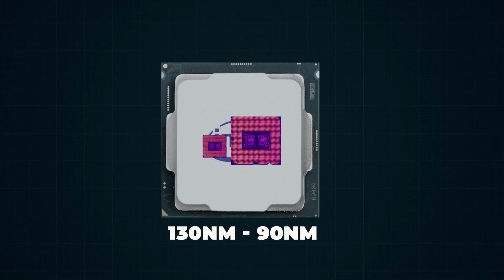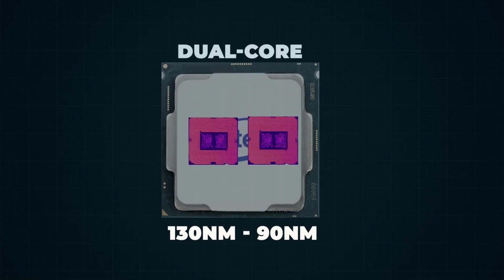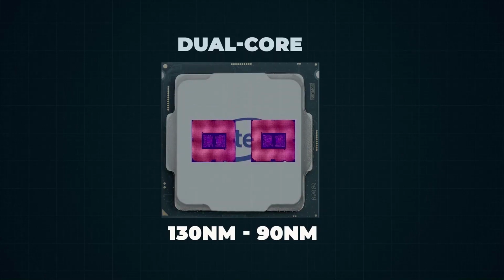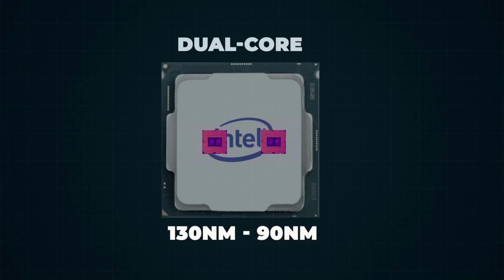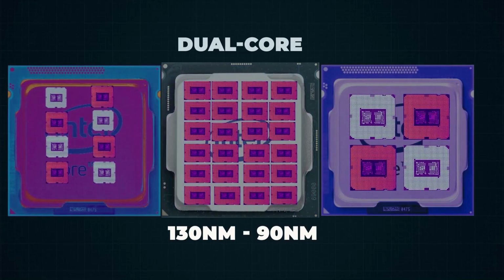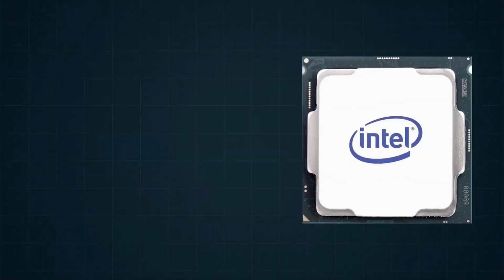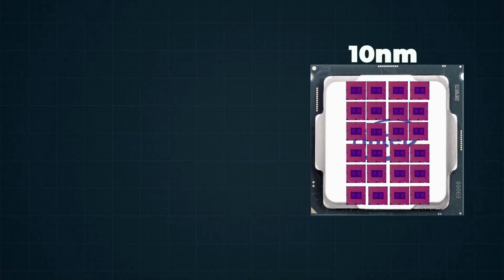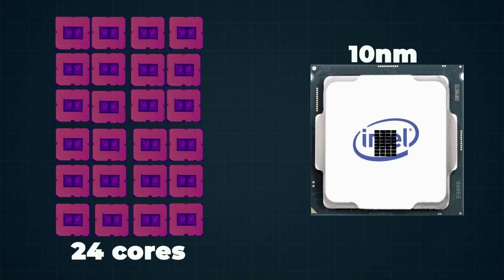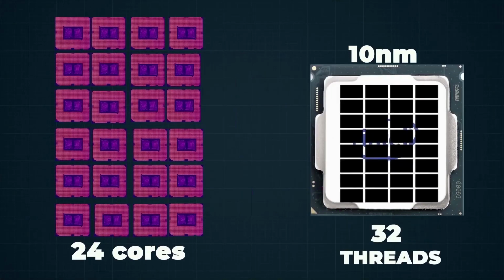With ongoing achievements, processors became even more powerful and efficient. They introduced quad-core, octa-core and multi-core processors, even with more cores. For example, Intel's latest series features a 10 nanometer size with 24 cores and 32 threads, meaning it has 24 physical processors integrated in one chip.